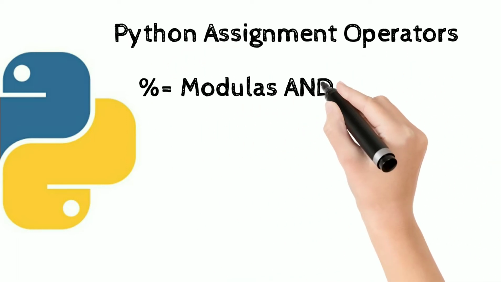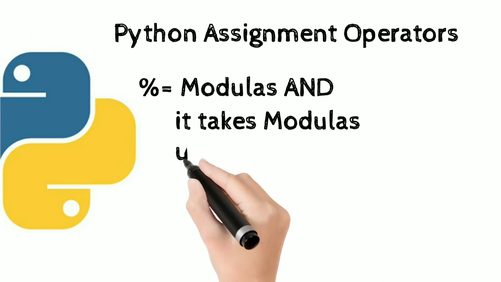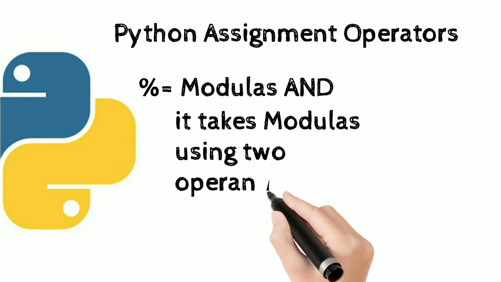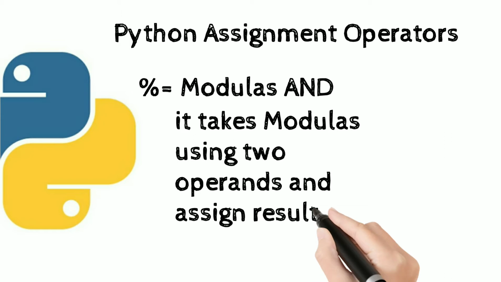Next one is the modulus, and this means it takes the modulus operation on both operands and assigns the result value into the left operand.